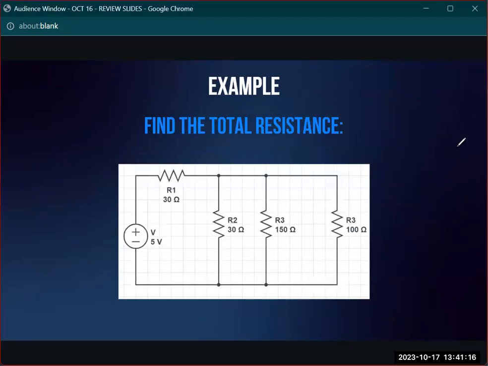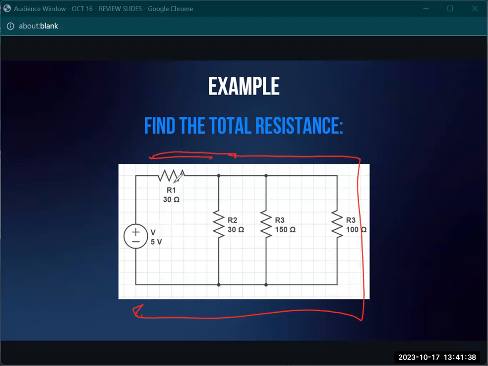Tapos, we have an example here. Find the total resistance. Paano pag ganito? Kasi sa exam, hindi naman series lang, hindi naman parallel lang. Ito halo. May series siya, which is ito. Ito, panggulo to. Tapos, meron din siyang parallel. Ito.